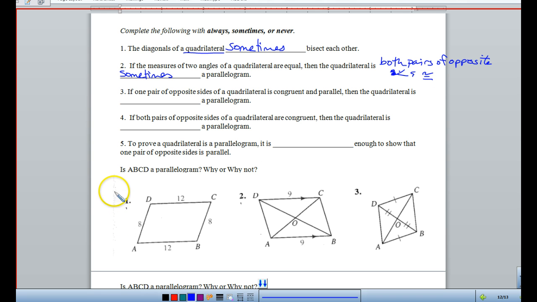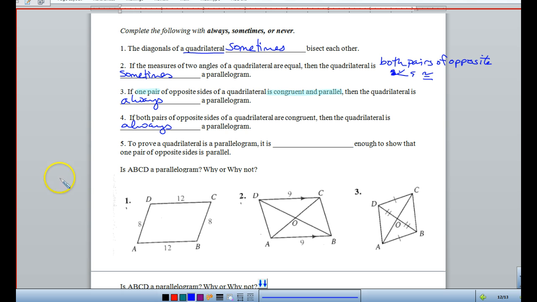Number 3, if one pair of opposite sides of a quadrilateral is congruent and parallel, then the quadrilateral is always a parallelogram. That was that last statement we wrote down in our chart. And here's the important information here: one pair, and congruent and parallel. Alright, number 4, if both pairs of opposite sides of a quadrilateral are congruent, then the quadrilateral is always a parallelogram. That's one of our O's.